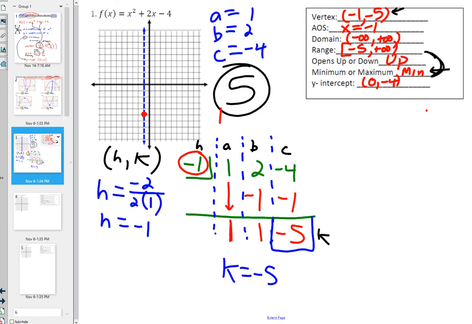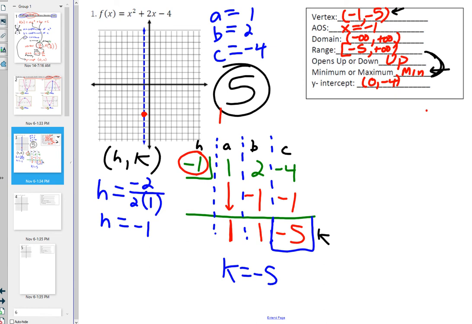Do I happen to be lucky enough to know any other points that are going to be part of the graph? Sometimes you'll know some, sometimes you won't. In this case, I do. What other points do I know are going to be part of the graph? The y-intercept. Now, every function has to have a y-intercept, except for rational ones.